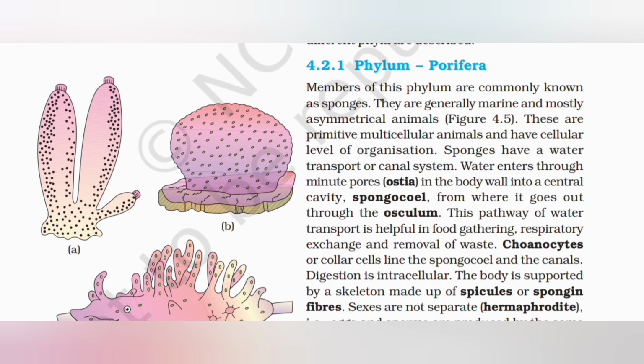Sponges have a water transport or canal system. Water enters through the minute pores (ostia) in the body wall into a central cavity, spongocoel, from where it goes out through the osculum. This pathway of water transport is helpful in food gathering, respiratory exchange and removal of waste. Choanocytes or collar cells line the spongocoel and the canals. Digestion is intracellular. The body is supported by a skeleton made up of spicules or spongin fibres.